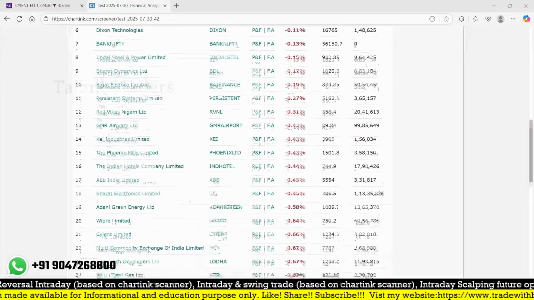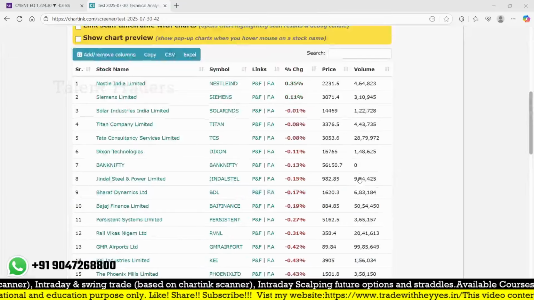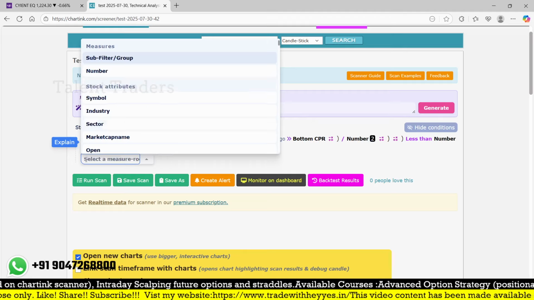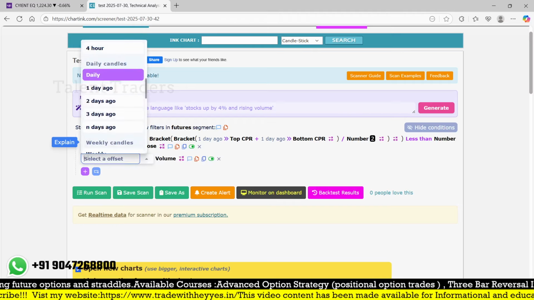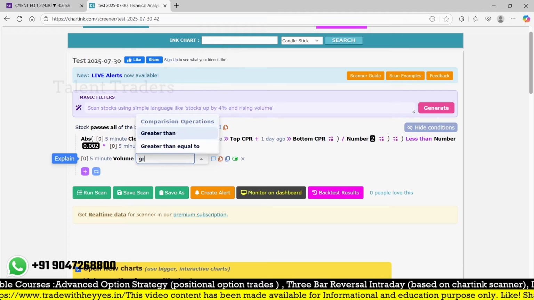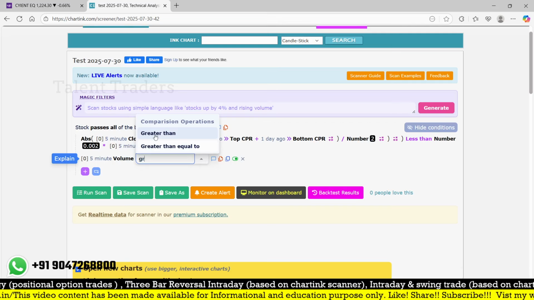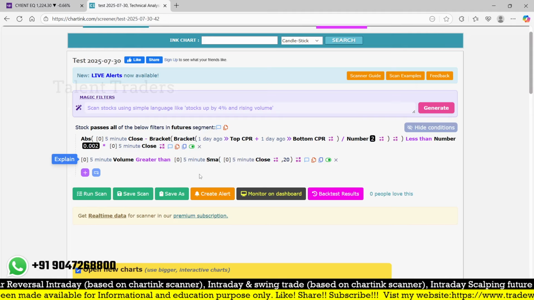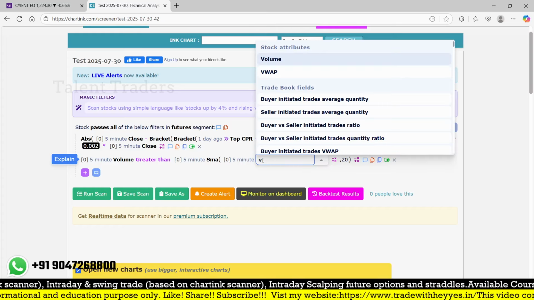So let me add, so you can see many stocks which are forming nearby CPR ranges. So we try to add some more conditions, the current 5 minutes volume. So we have to use the volume key, and I'm just using a 5 minutes volume. The 5 minutes volume must be greater than the SMA volume 20. Simple 5 minutes SMA, instead of close, we use volume.